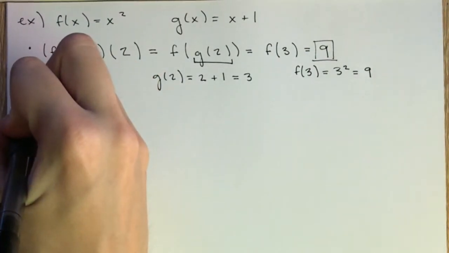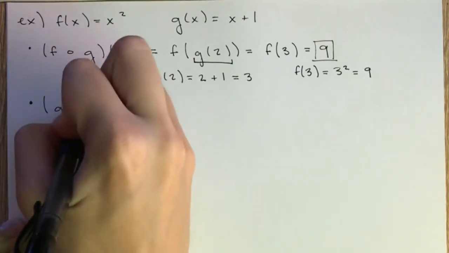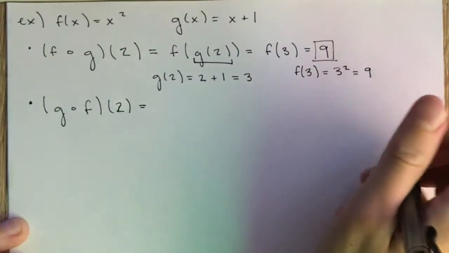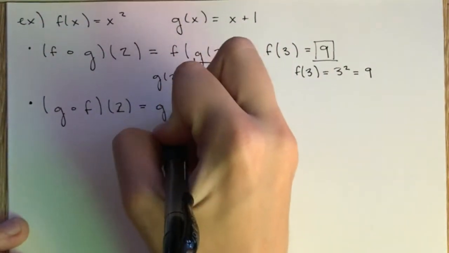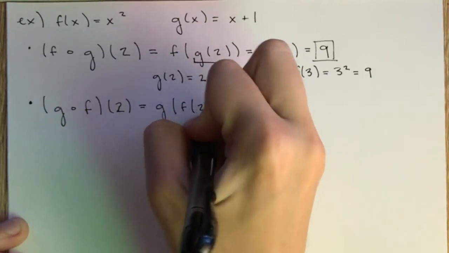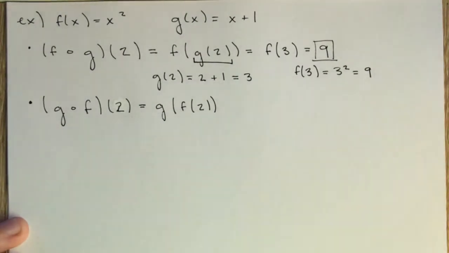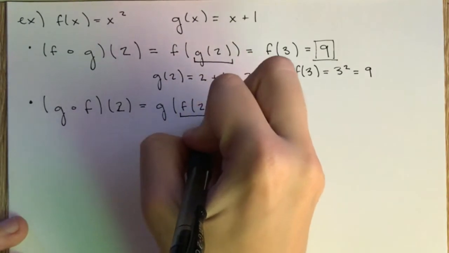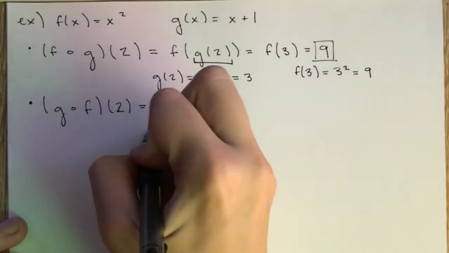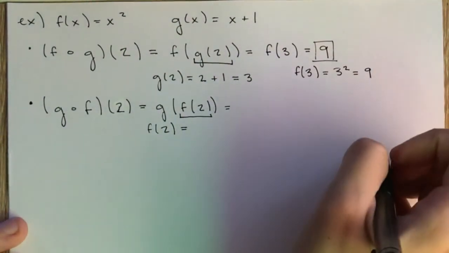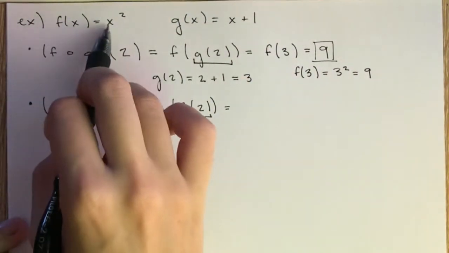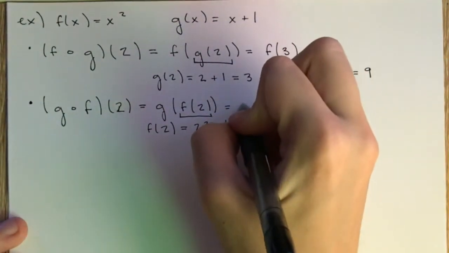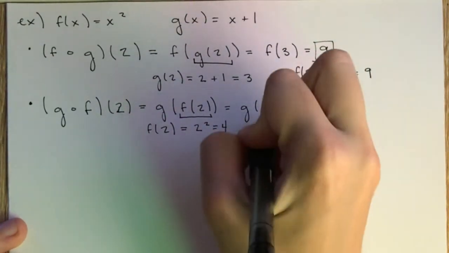We could do the same thing backwards. Let's see if it gives us the same thing. G of f of 2. Our definition says this looks like g of f of 2. We want to replace our inside. F of 2 gives us what? Well, we replace x with 2, we get 2 squared, which is 4. So we have g of 4.